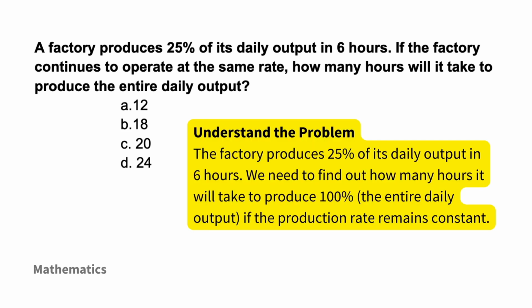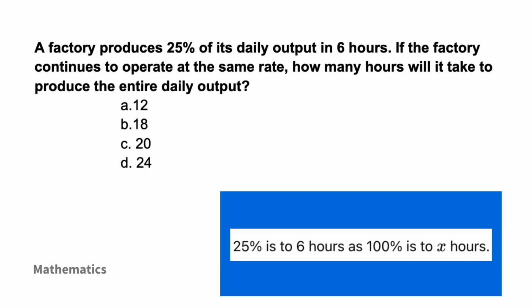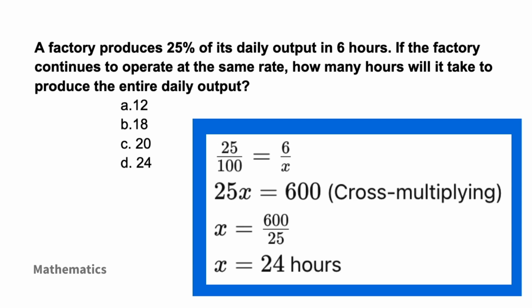Alrighty, now let's remember to understand the problem. The factory produces 25% of its daily output in 6 hours. We need to find out how many hours it will take to produce 100%, the entire daily output, if the production rate remains consistent. So now it's time to set up the proportion. We know that 25% of the output takes 6 hours. We set up a proportion to find the time it takes to produce 100%. That's the goal. Now we need to solve the proportion using the rule of cross multiplication in order to find x.